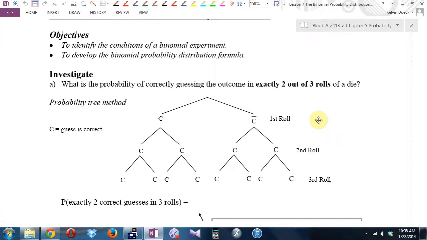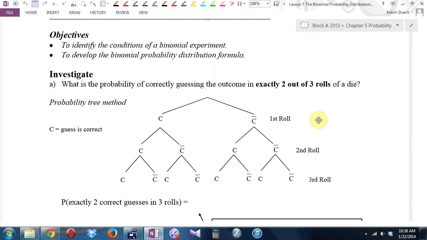So here's the question I asked. I said, let's investigate, what's the probability of correctly guessing the outcome in exactly 2 out of 3 rolls of a die? So let's suppose you roll a die 3 times, but each time before you roll it, you try and guess what the number is going to be. What's the probability you get exactly 2 out of 3 right? We're going to model that.